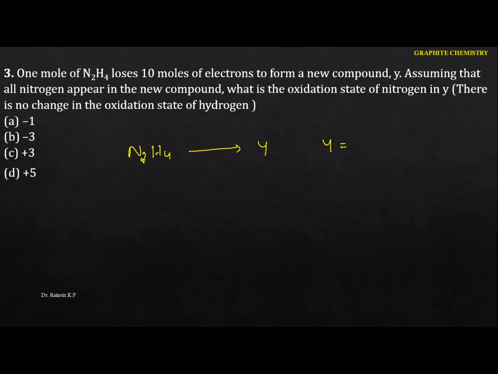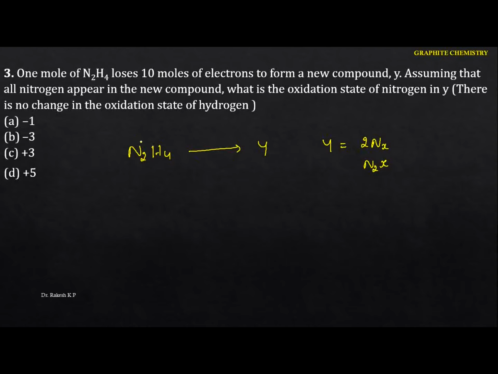That means how many nitrogens are we having? That is 2 nitrogen. You may have the 2NX, where X may be anything here. Or we can identify it as N2X. So these are the 2 compounds you may get, because all the nitrogen appears in the new compound. That means Y may be either 2NX or N2X.